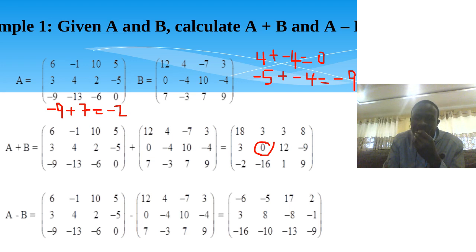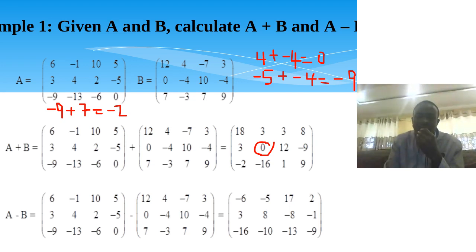Then we have the next one, which is 10 minus 7. So a minus and a minus becomes a plus. So we'll have 10 plus 7, which is now 17. Then we have 5 minus 3, that gives us a 2. Then the next row, 3 minus 0, that gives us a 3. 4 minus 4. So again, a minus and a minus will become a plus, so again we'll have 8.